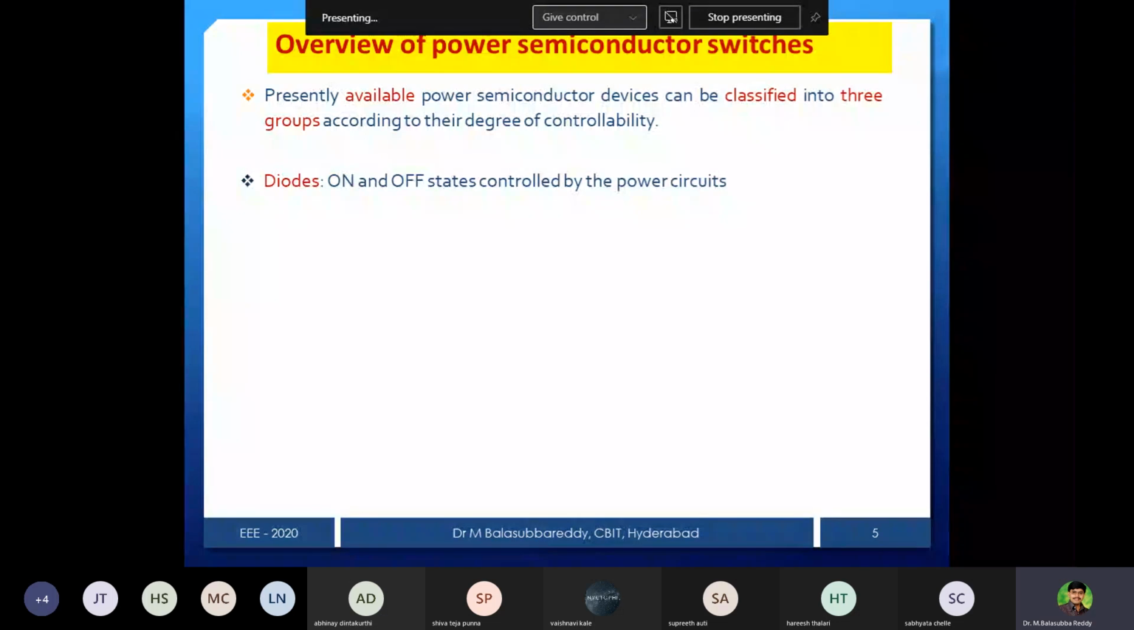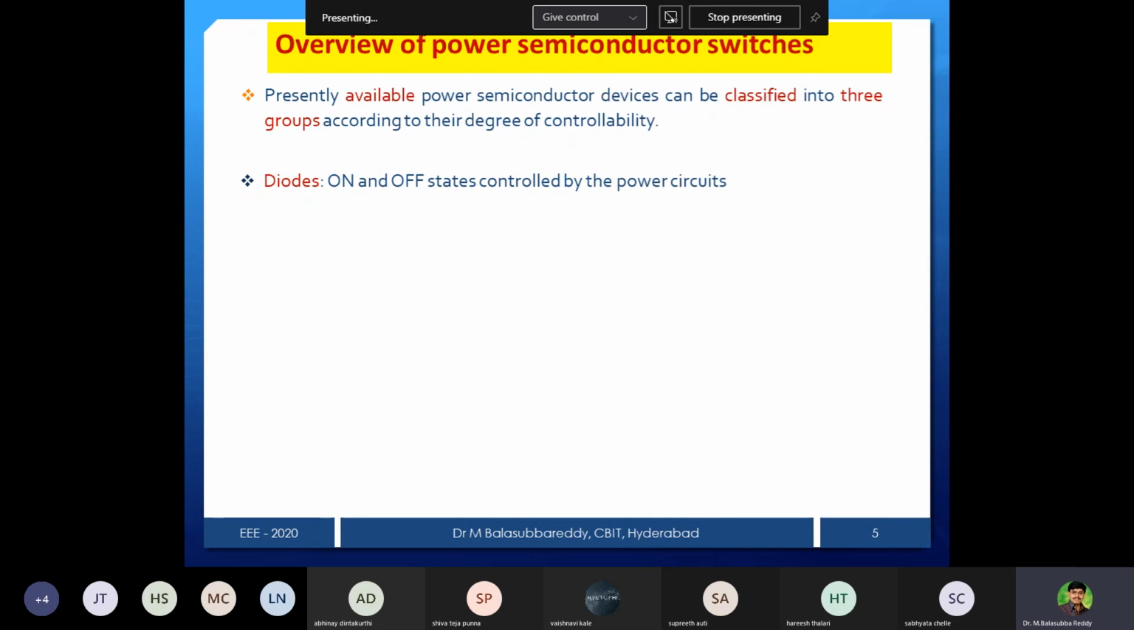Diode, you can see that the on and off states are controlled by the power circuit. It is very straightforward. Nothing is required for a gate. Simply, if you give the power supply connected to the diode, and the anode is connected to positive, then it will conduct directly.